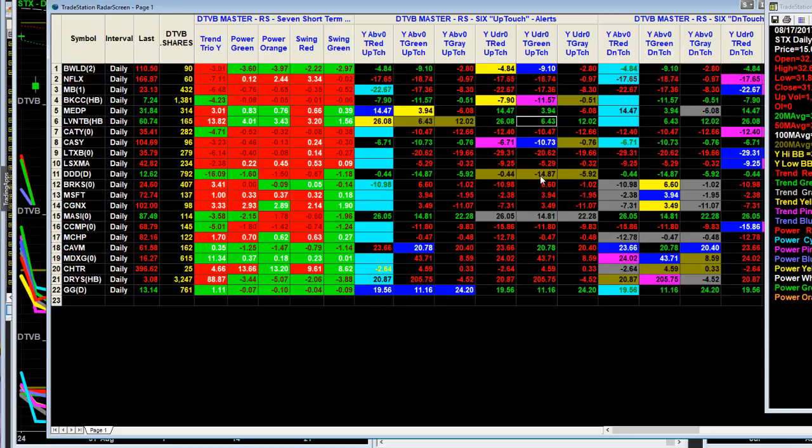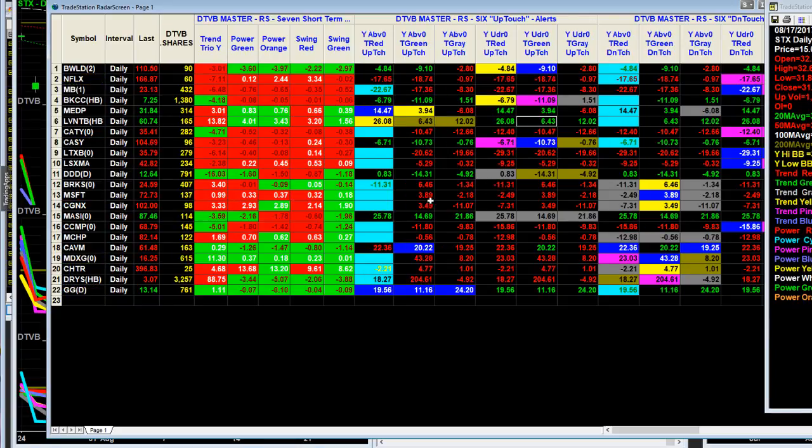And so when it's like, for example, when the trio is under 0 and trend red is above 0, it's about ready to down touch, then it would be tan in color. This one right here is changing between tan and gray because the line is just going under 0. Or trend red is just going under 0 in this situation right now.